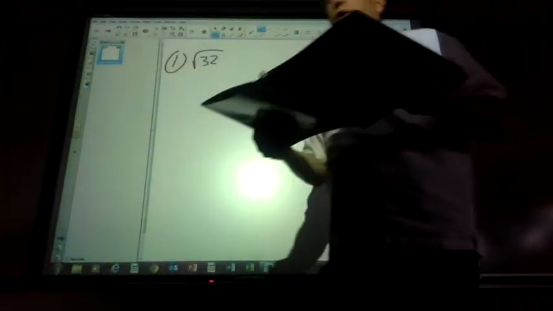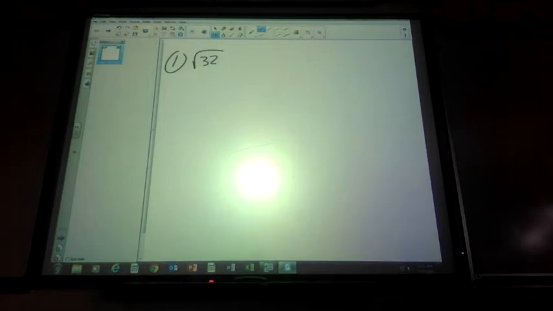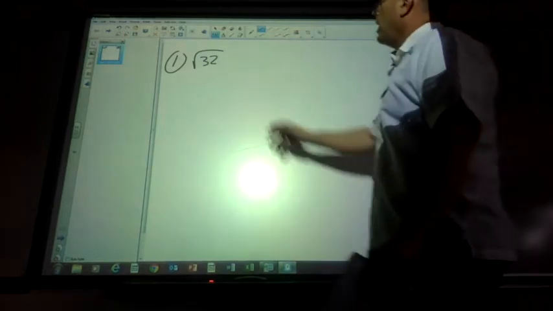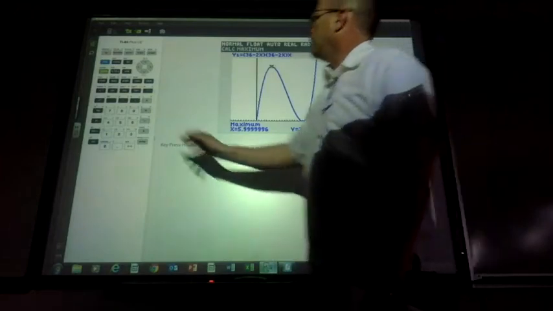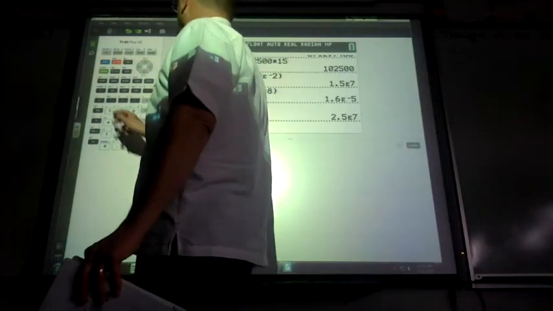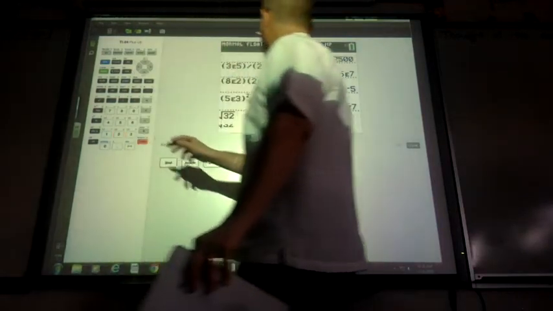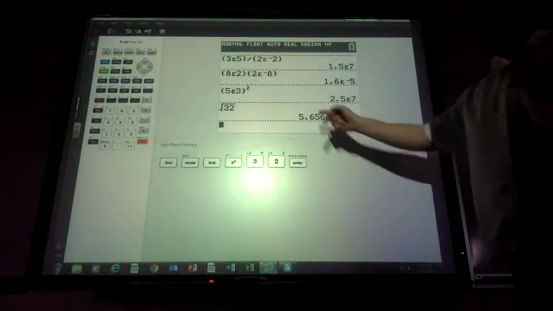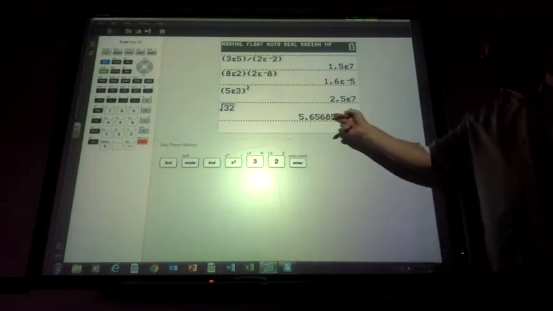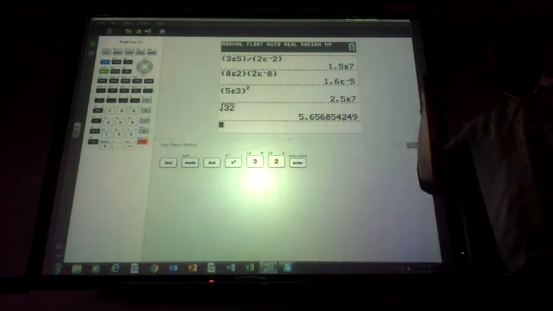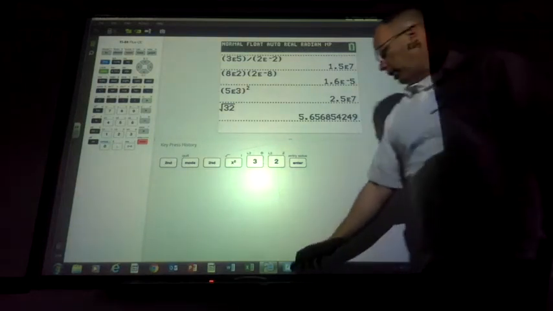They want us just to simplify the radical. This doesn't mean we plug it into the calculator. What I would expect you to do is this. On your calculator, if you hit second, square root, 32 and hit enter, that's not a perfect square, agreed? That's a decimal that goes on forever, where the calculator truncates it off after a certain amount. So we don't have a perfect square on this one, okay?